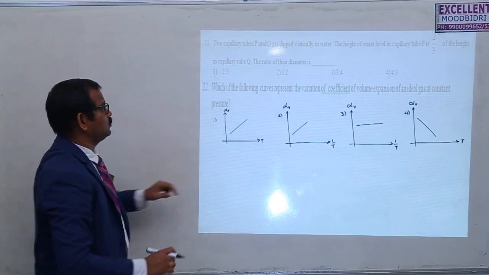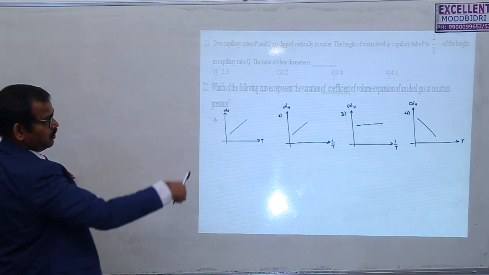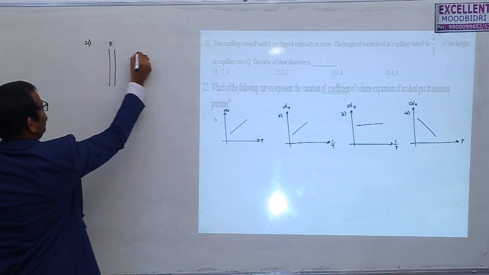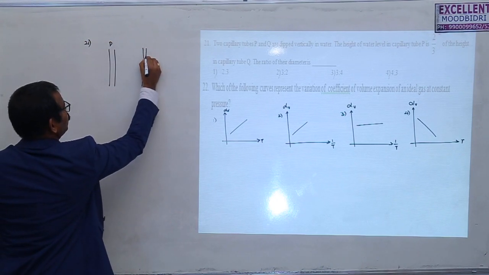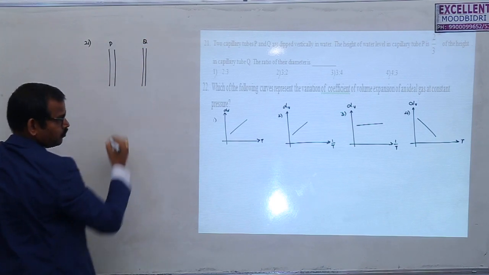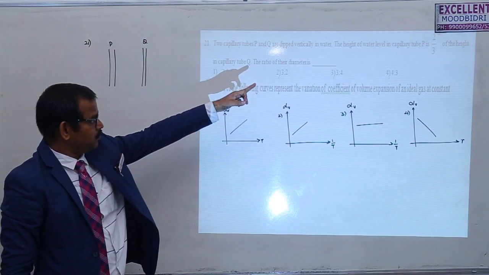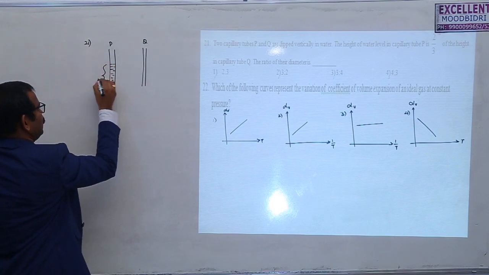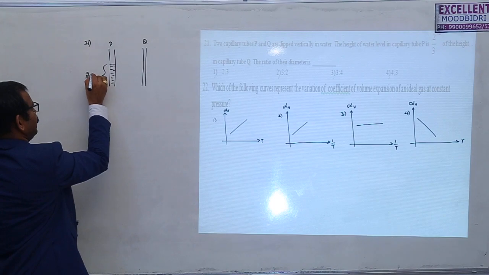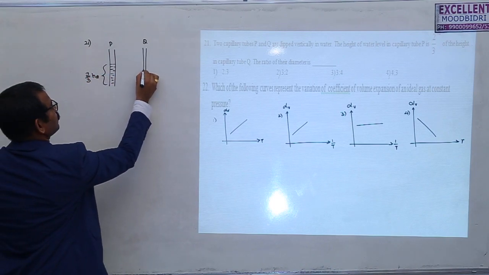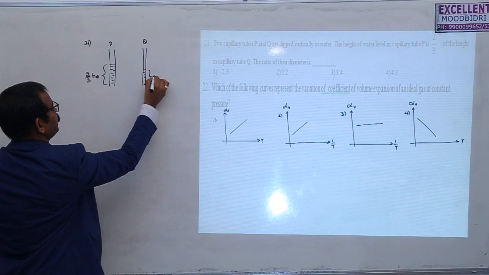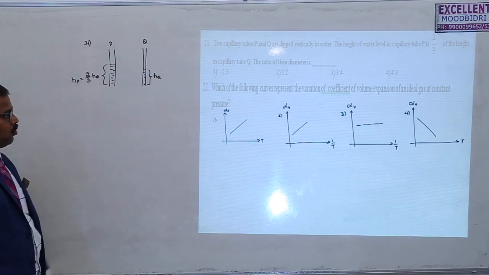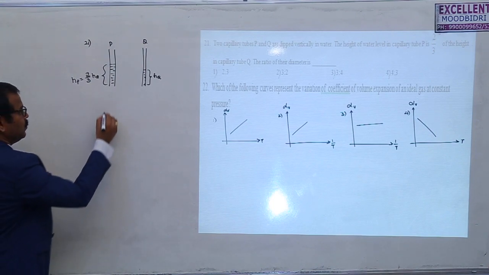Capillary tubes P and Q are dipped vertically in water. This is capillary tube P, this is capillary tube Q. The height of the water level in capillary tube P is 2/3 the height of water in Q. If the height of liquid in Q is HQ, then HP will be like this. What is the ratio of their diameters?